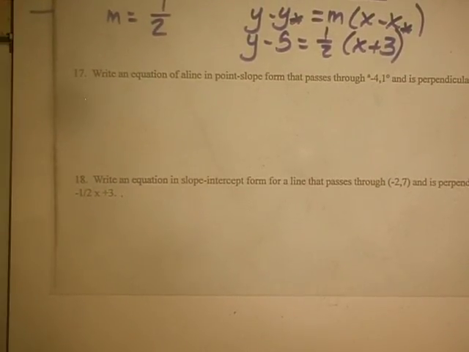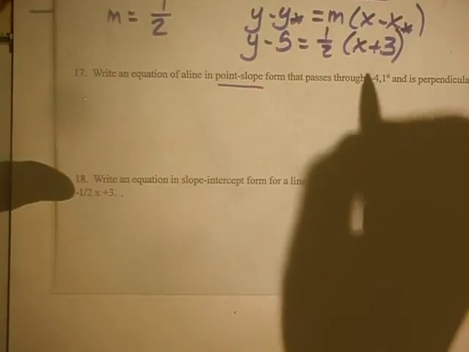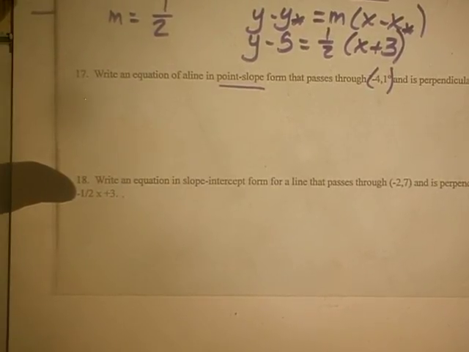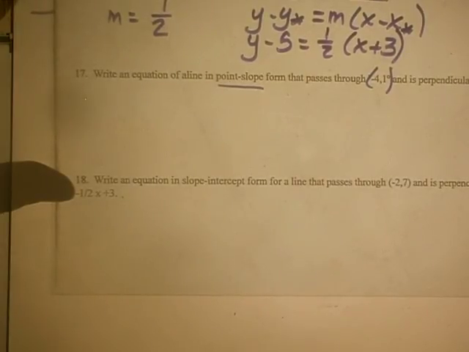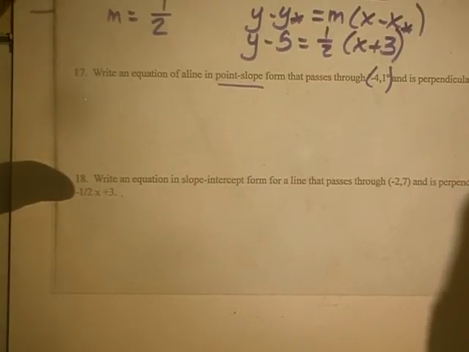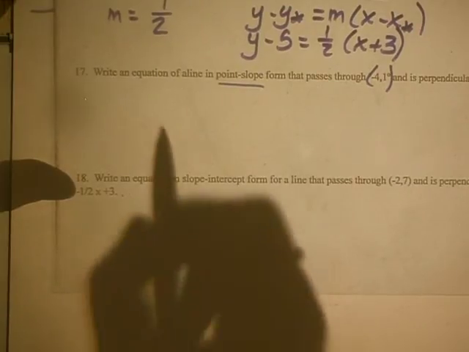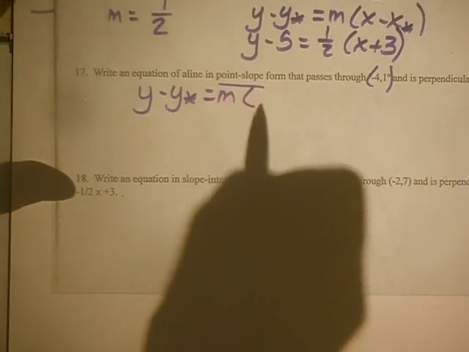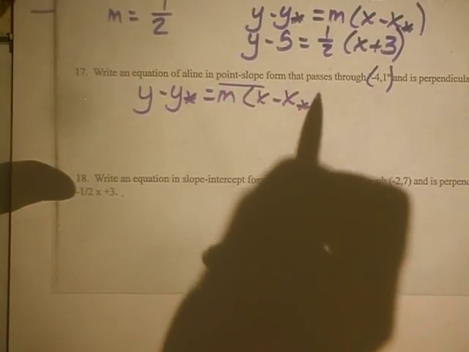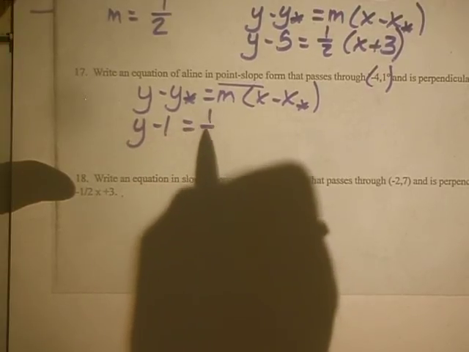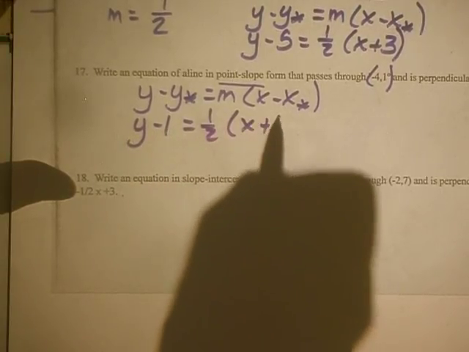Number 17 asks us to write the equation of a line, point slope form. It should say negative 4, 1, perpendicular to negative 2x. Perpendicular to negative 2x, we want the negative reciprocal, so our slope will be 1/2. And then putting that into point slope form, we will have y minus 1 equals 1/2 times x plus 4.